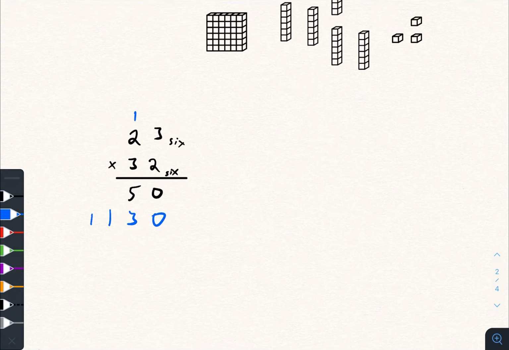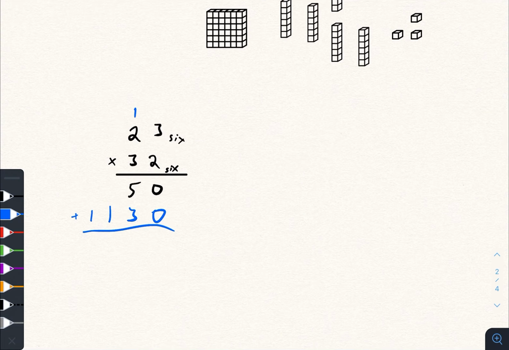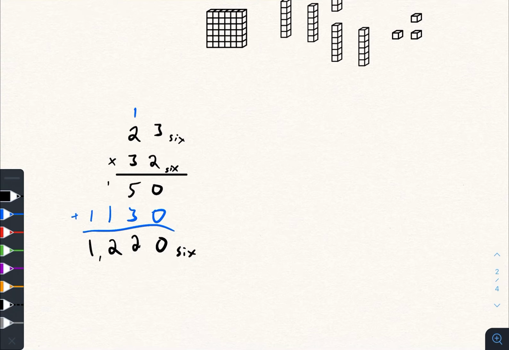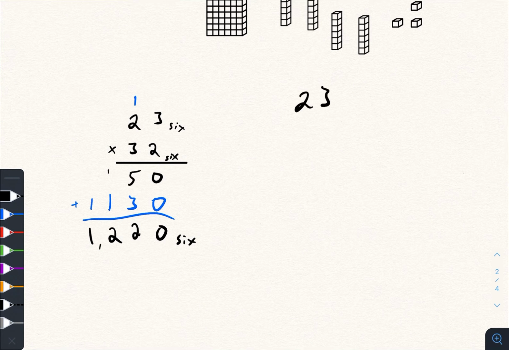So this should be equal to the sum of 1130 plus 50. Add that. 5 plus 3 is equal to 12. And that makes 2. So 1220 base 6. So 23 base 6 times 32 base 6 is equal to 1,220 base 6. Okay, you could write this out a little bit differently.